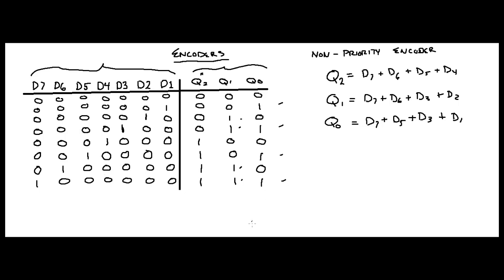Now, what would happen though in this case? Suppose you had D1 and, let's say, D4 active.